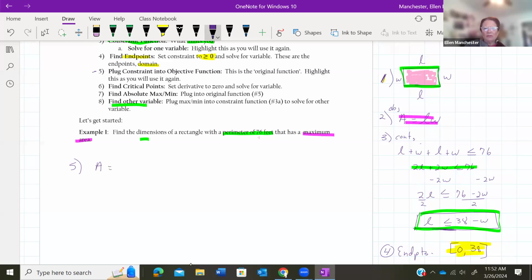So what I'm going to do is take out this W. Let me do it this way first. Area equals length times width. So I'm going to take out the L and plug in 38 minus W. So there's my L, there's my W. Okay, the constraint is now sitting in my objective function. And so I have what I call my original function right here. And I'm going to rearrange it so that it is in descending order.